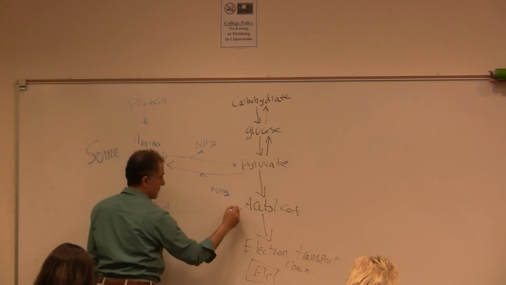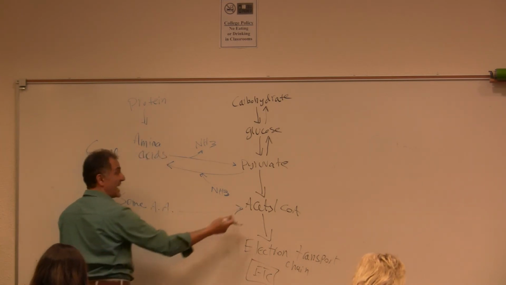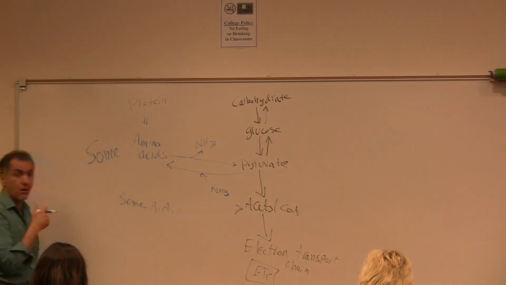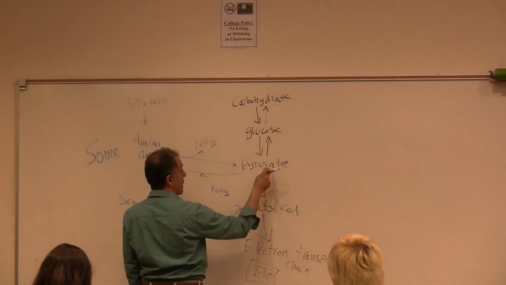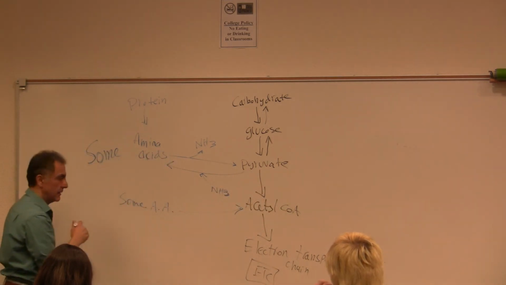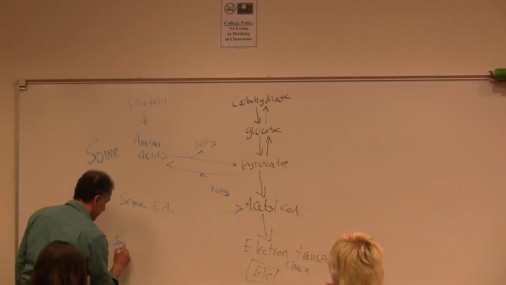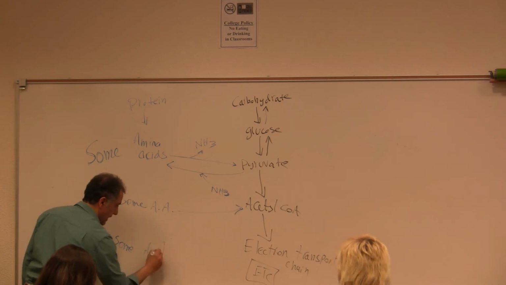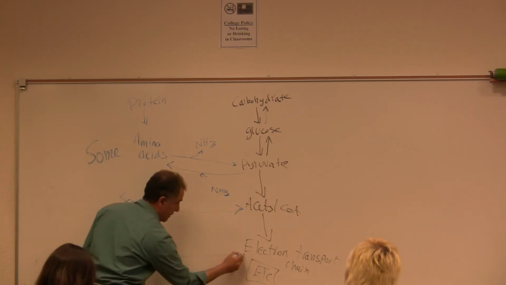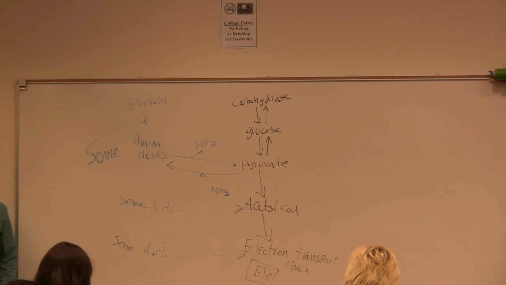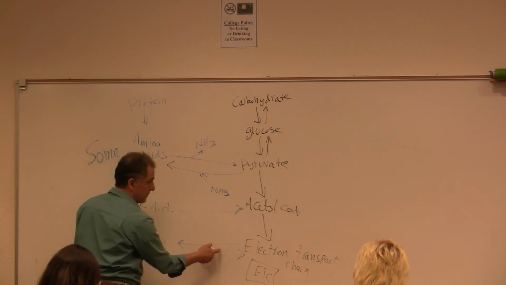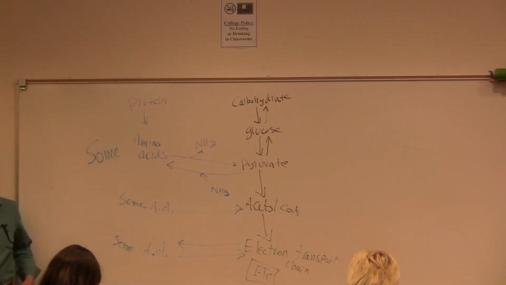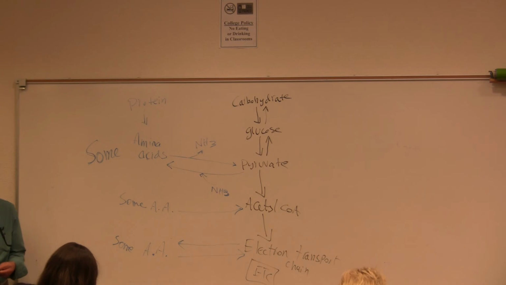And then you have some amino acids, they can become acetyl-CoA. Can acetyl-CoA become amino acid? No, absolutely not. Can acetyl-CoA become pyruvate? No, absolutely not. Then you have some amino acids, they can become intermediates of electron transport chain. Intermediates of electron transport chain can become amino acids too, right? Hershey, yes?